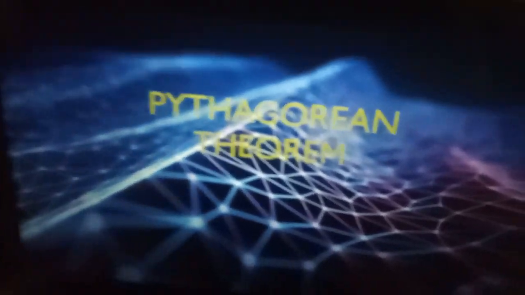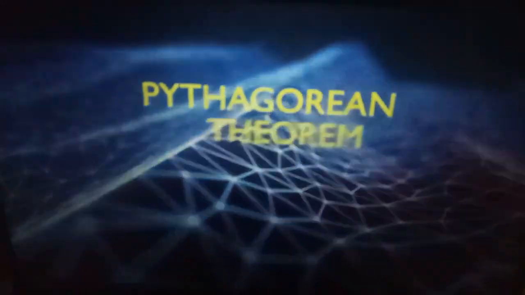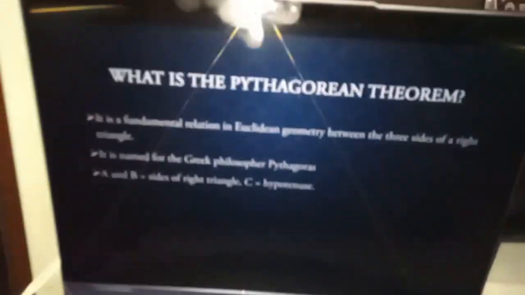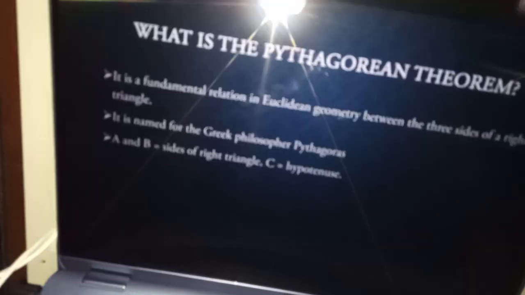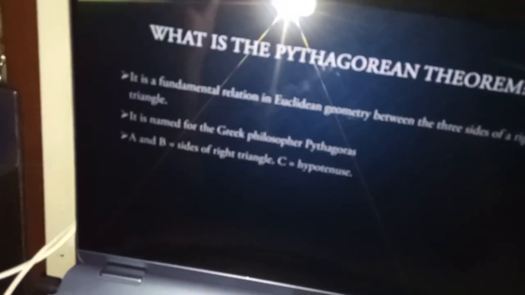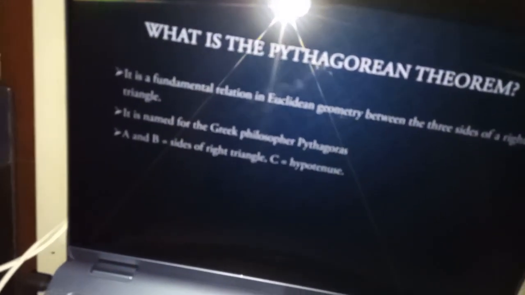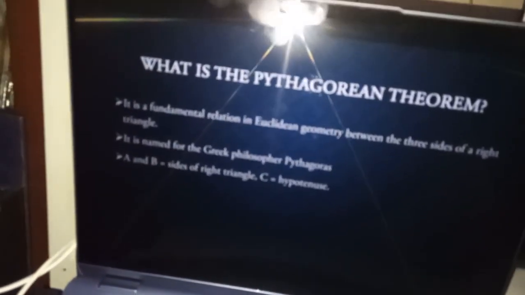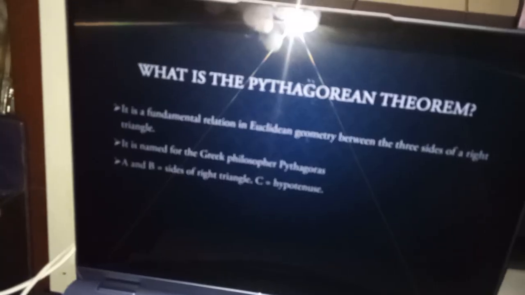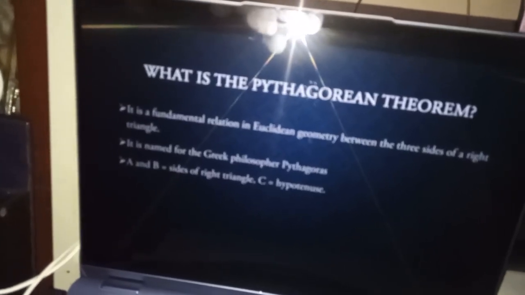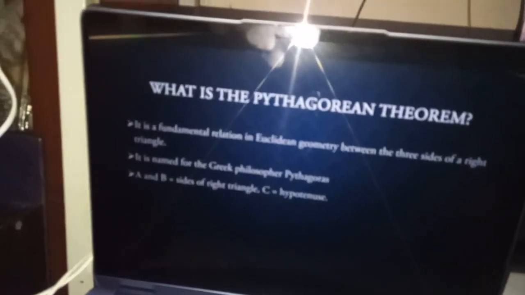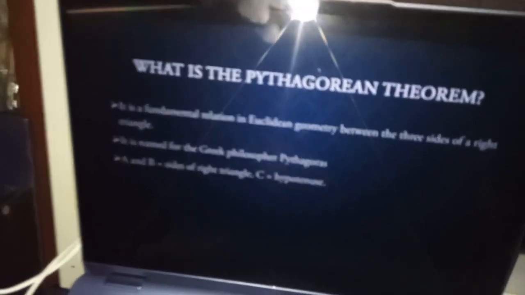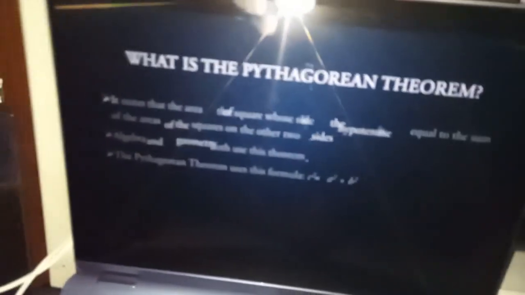We will now talk about the Pythagorean Theorem. So, what is the Pythagorean Theorem? The Pythagorean Theorem is a fundamental relation in Euclidean geometry between the three sides of a right triangle. It is named for the Greek philosopher Pythagoras. A and B are the sides of the right triangle, while C is the hypotenuse.